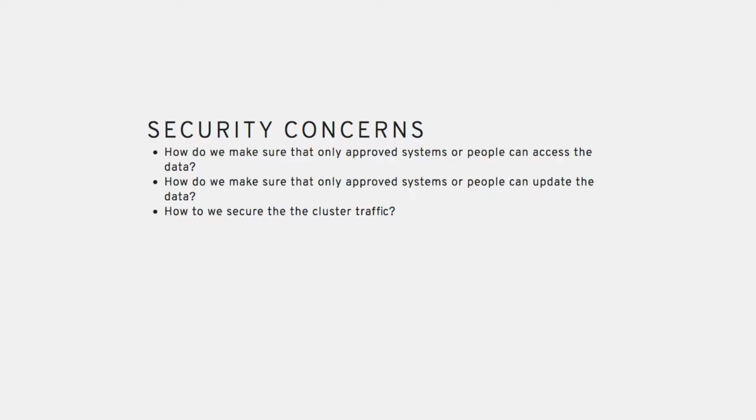Some common security concerns in these use cases are, for example, how to make sure that only approved systems or people can access the data, but also how can we make sure that only approved systems and people can update the data. And finally, how do we secure the cluster traffic? In this screencast, we're going to look at how JBoss Data Grid can help with these security concerns to make sure that you have a secure system with secure data storage.